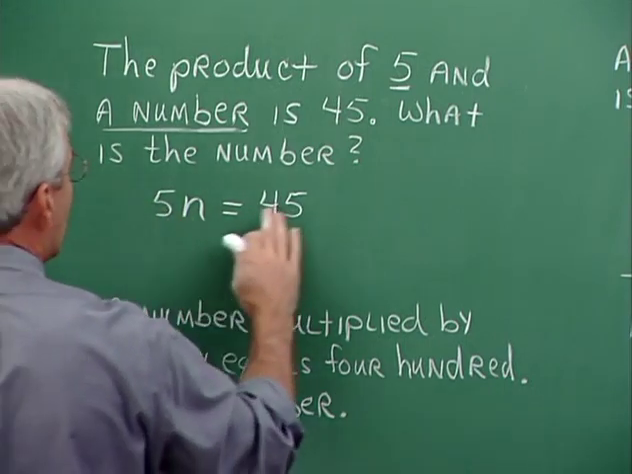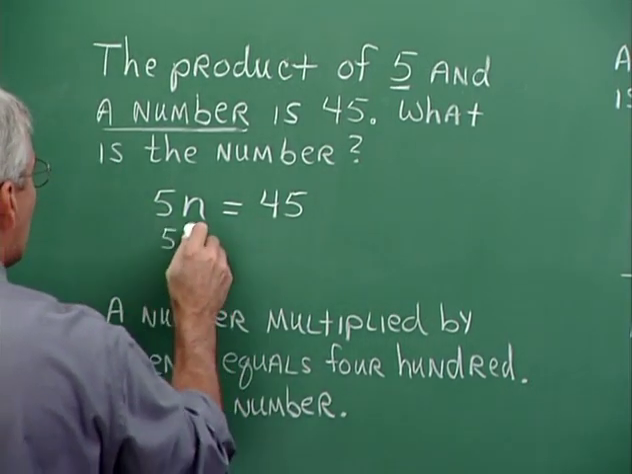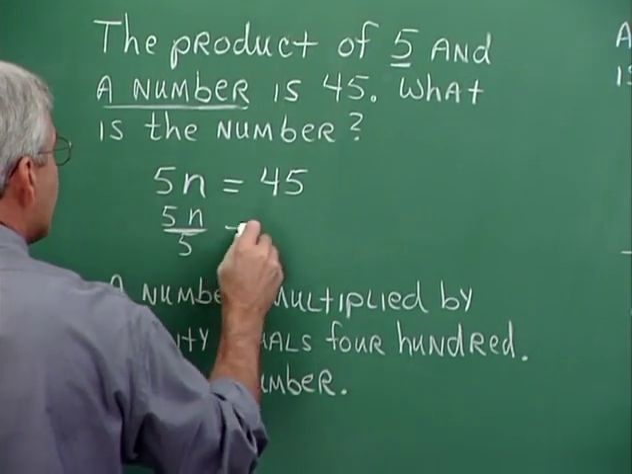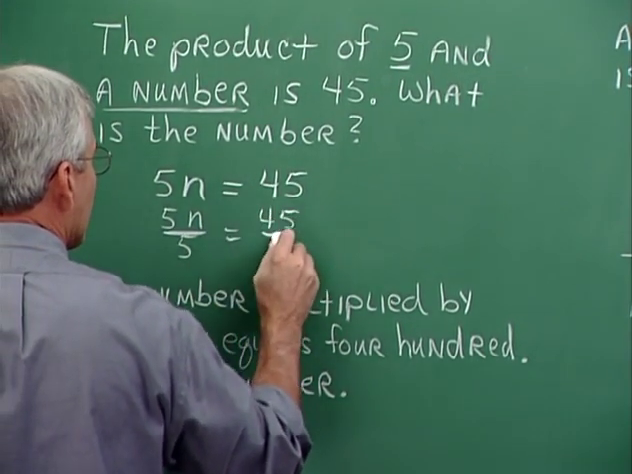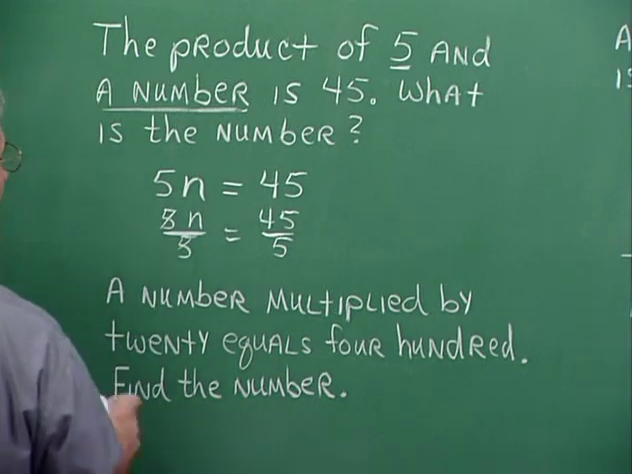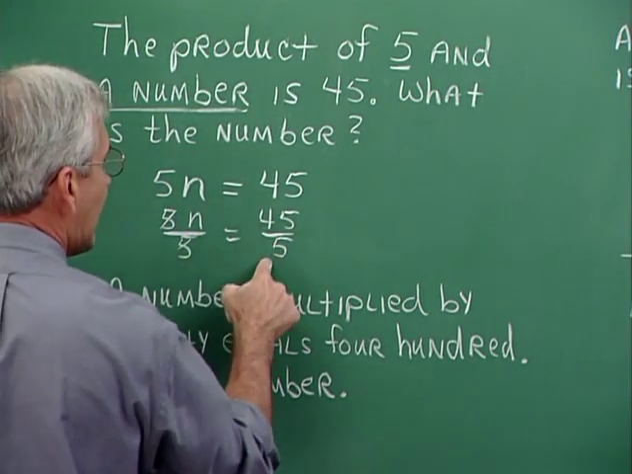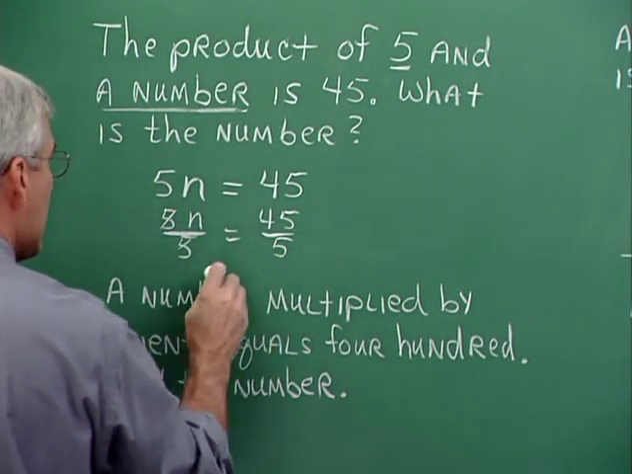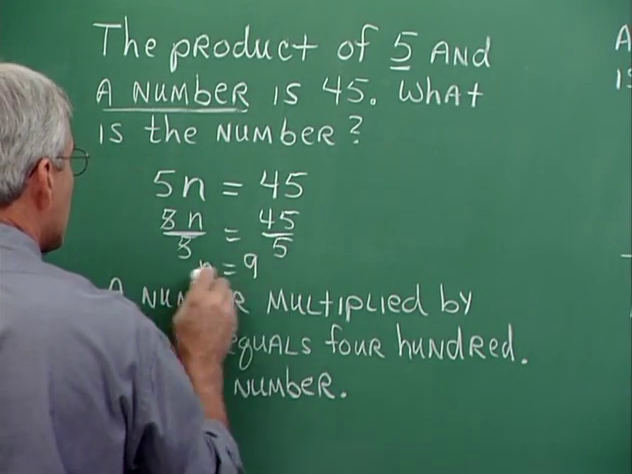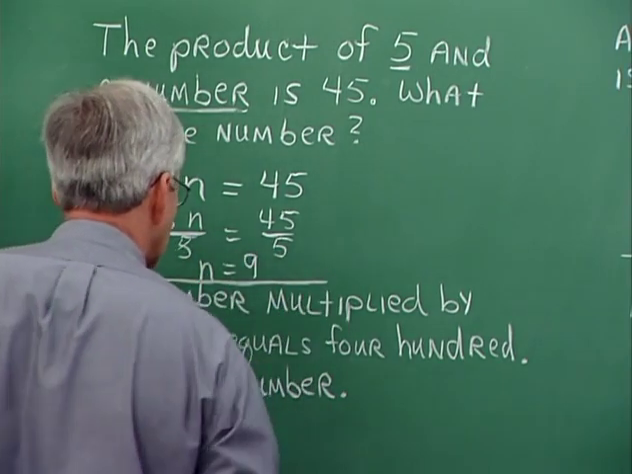What is the number? Well, let's see. Let's solve this. We would divide on both sides by 5. These 5's go out, and we find n to be 45 divided by 5, which is 9. So n then is 9. Let me do this to separate these two.